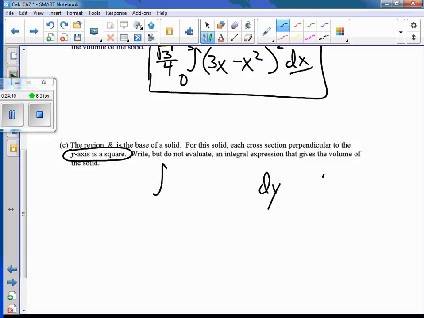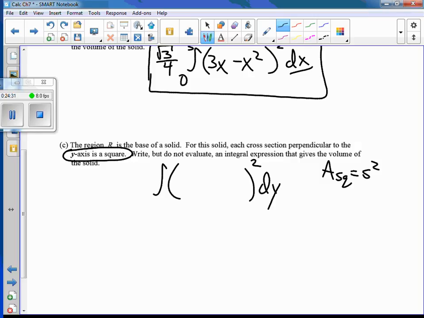So the area of a square, again, is side squared, so you're just going to put parentheses in here and square. By the way, I would make a good habit of putting parentheses, because when we do disk and washer method, it'll help keep things in order in your integrals.